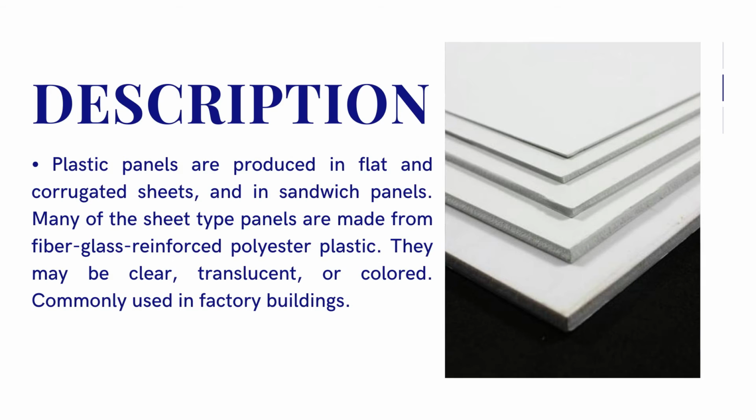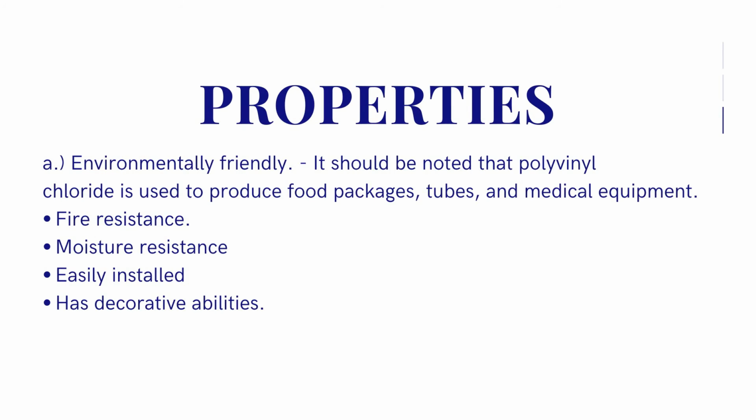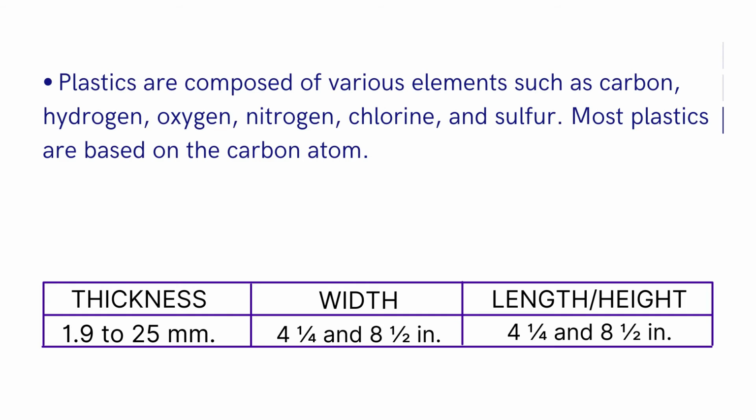Many of the sheet-type panels are made from fiberglass reinforced polyester plastic. They may be clear, translucent, or colored, commonly used in factory buildings. The properties of plastic are environmentally friendly. It should be noted that polyvinyl chloride is used to produce food packages, tubes, and medical equipment. Fire resistance, moisture resistance, easily installed, has decorative abilities.